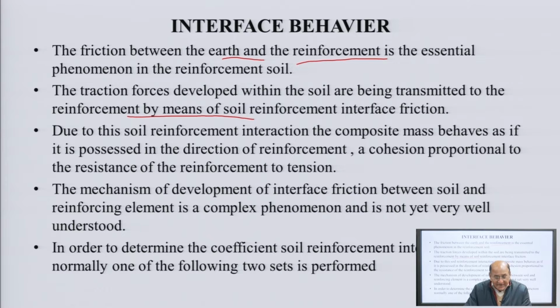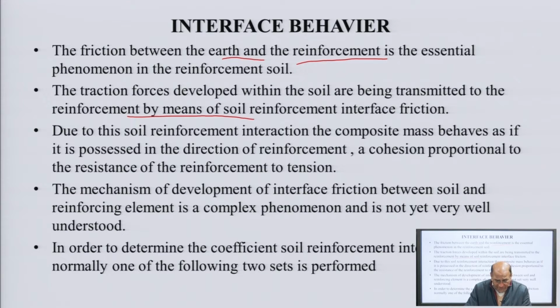The mechanism of development of interface friction between the soil and reinforcement element is a complex phenomenon and is not yet very well understood.